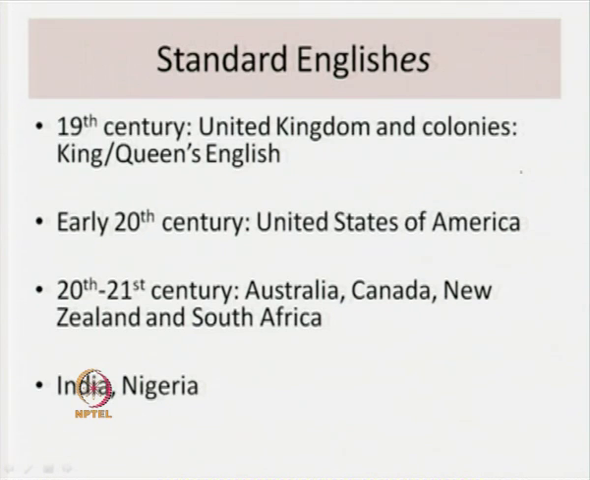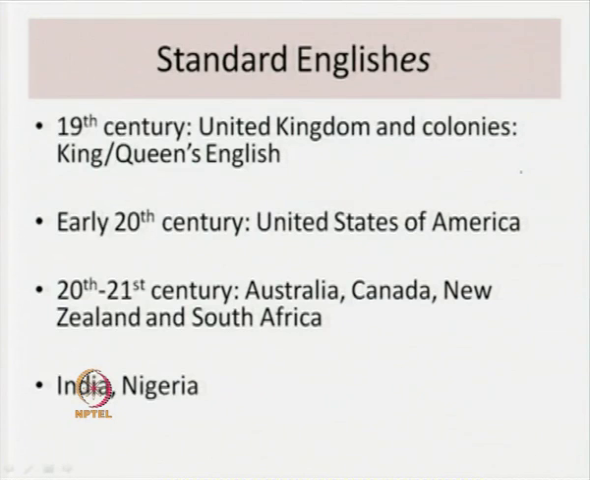Okay. For now, let us see how this has changed. For instance, in the 19th century, we can safely say that the standard English was the English of the United Kingdom and its colonies, and we called it the King's English or the Queen's English. In the early 20th century, US English was gaining importance as the US became a world power, one of the most important political powers in the world. There was intense migration of students, of people into the United States of America, and so many of the benchmarks in engineering and technology and also in the humanities and social sciences were coming from the United States of America. So, the standard English of the 19th century seemed to change and to be the English that was used in the US.